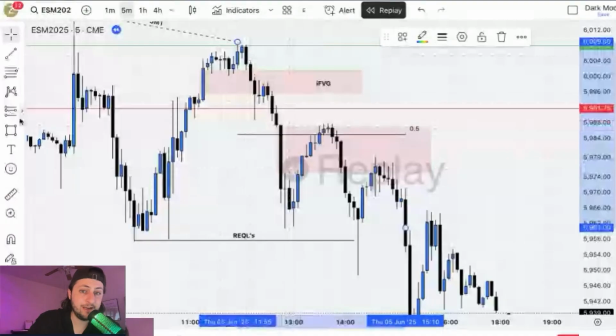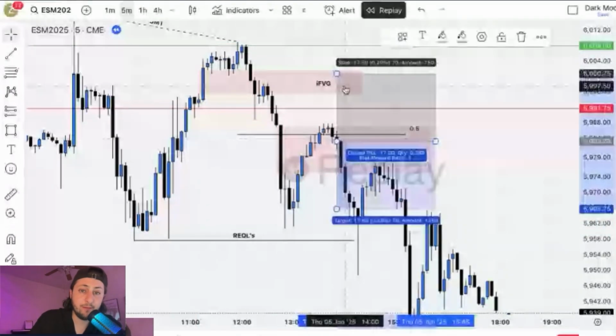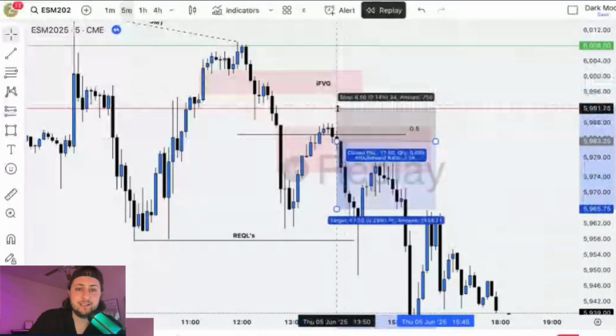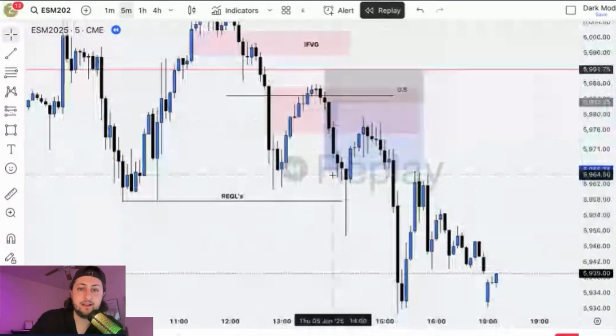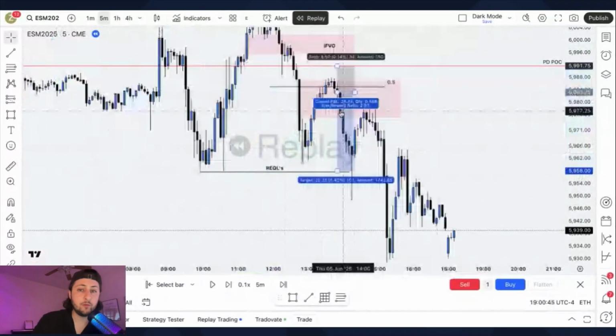And that's exactly what I did. So I waited for a retracement to premium, and then I got in here, and I literally just got in on one of these candles. I don't remember exactly which one. And I put my stop right above the POC, and then I targeted the equal lows. I was able to capture 3R. So this was my setup.